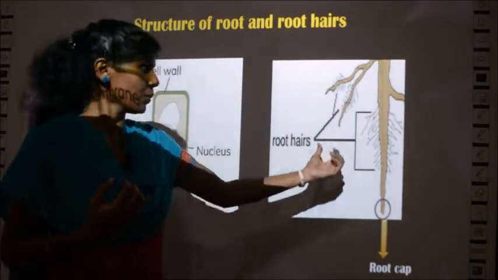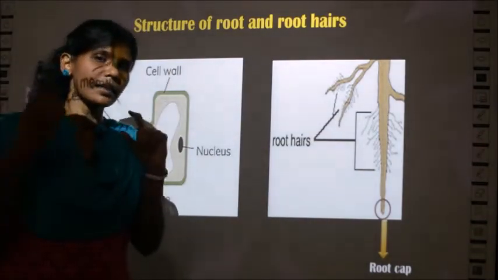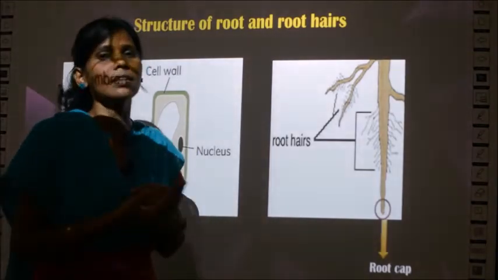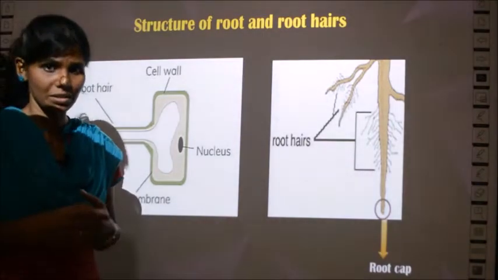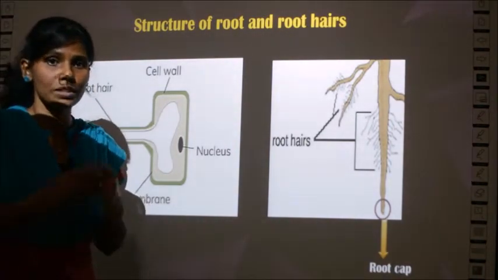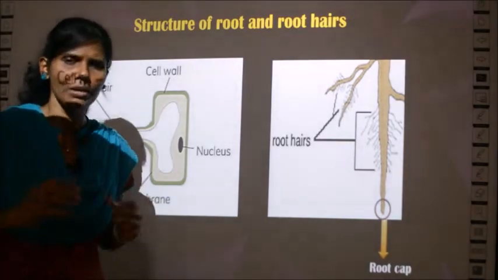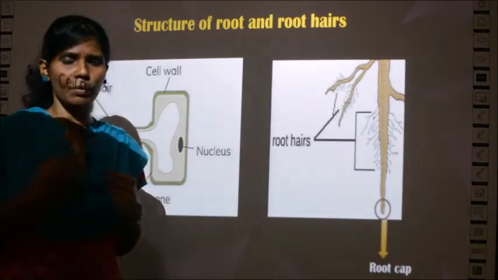Now take a root hair and cut it into a very thin slice, and then place it under the microscope. Have you heard about the microscope? Is this word familiar to you? What is a microscope? A microscope is an instrument which is used to magnify. What is magnification? Just like zooming things in your mobile phone.